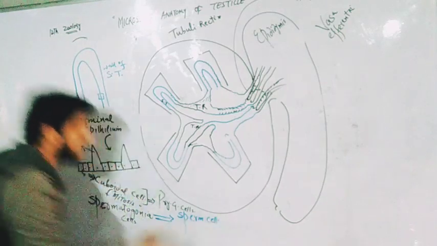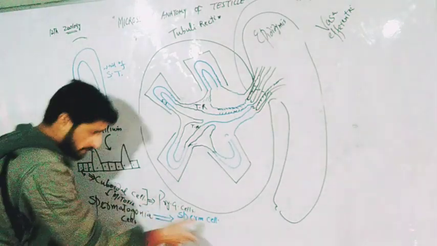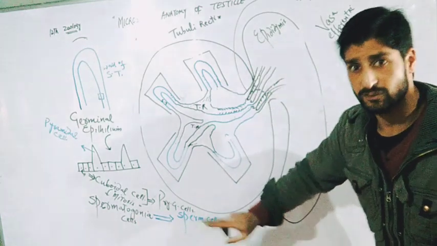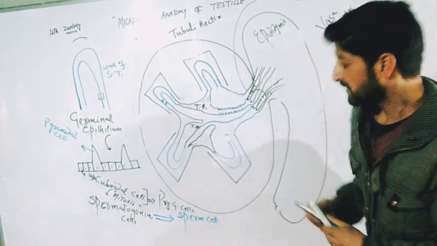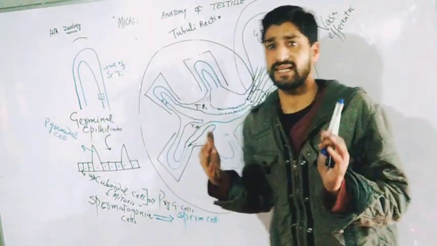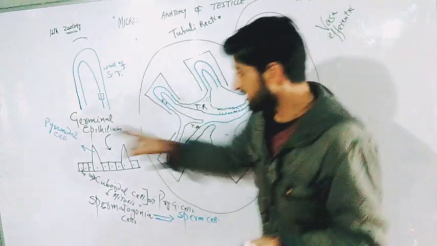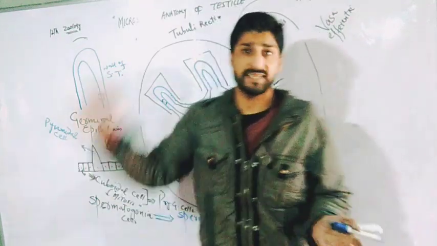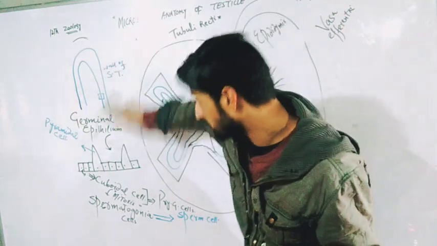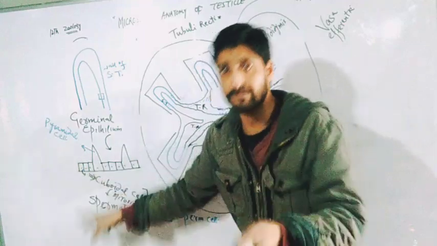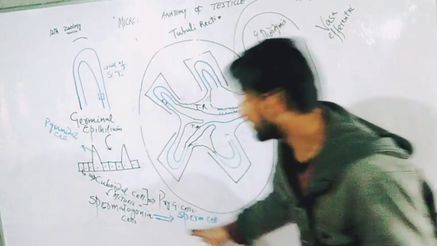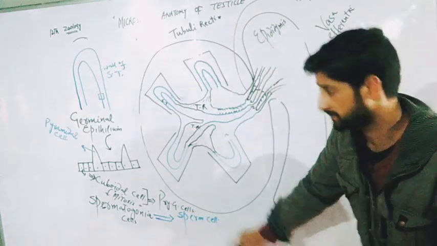So should I say that formation of sperm cells is known as spermatogenesis? Formation of sperm cells is known as spermatogenesis, and this spermatogenesis occurs in seminiferous tubules. To be more specific, spermatogenesis occurs in the germinal epithelium. Germinal epithelium is the wall of seminiferous tubule. This wall contains special types of cells known as cuboidal cells. From these cuboidal cells, the original sperms are formed.